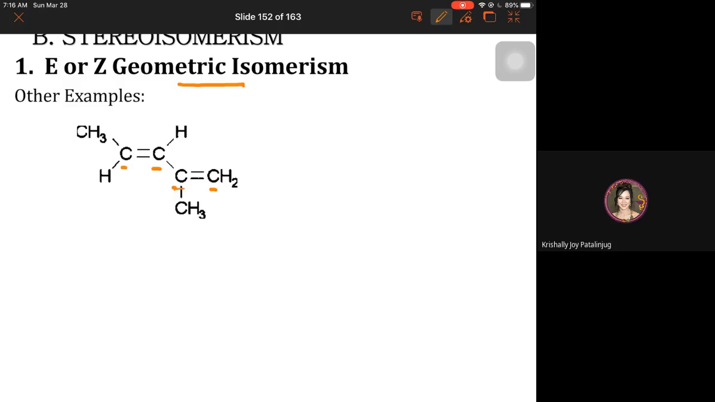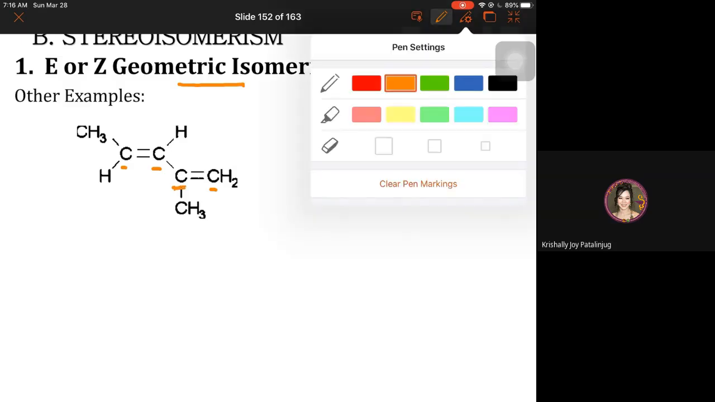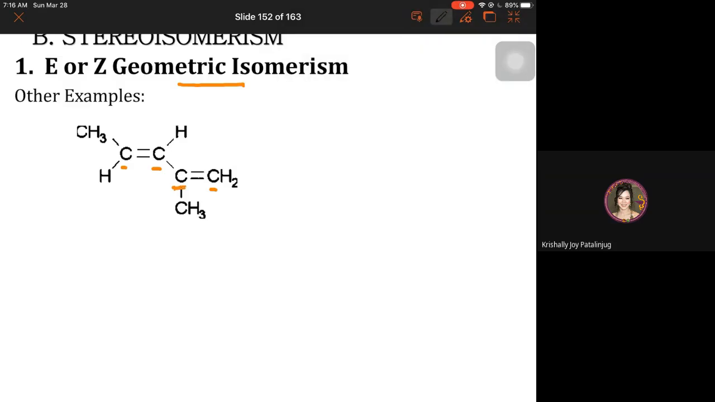Well, in this example, itong highlighted ko with color red, that part of the molecule does not show geometric isomerism. Diba? Tingnan mo yung carbon 1 in this molecule, which carries a double bond. Yung directly attached to it are hydrogens, the same atoms attached to this double bond carbon. So this does not show geometric isomerism.